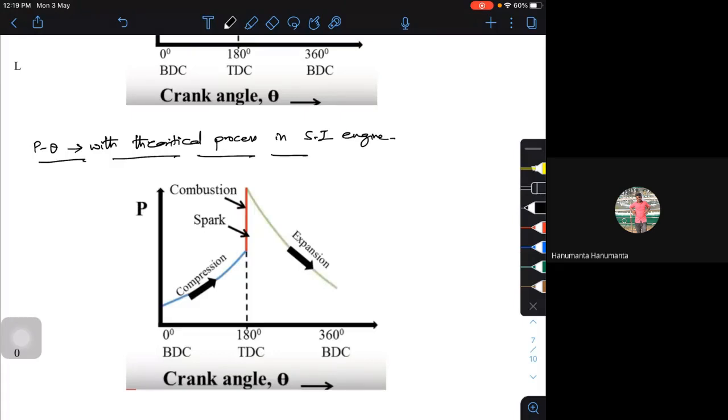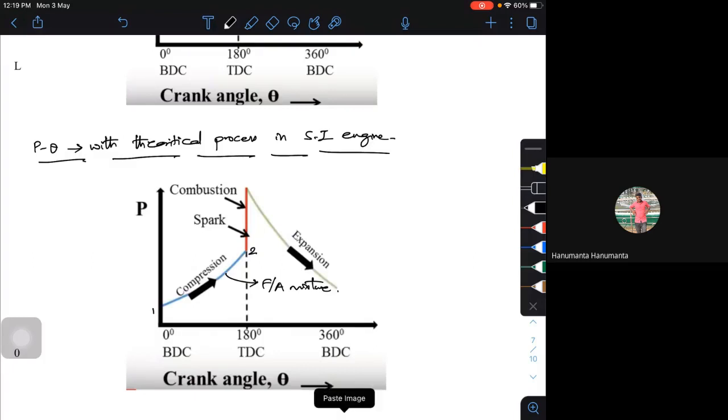So I have taken the same P theta diagram. If I call this point 1, it has reached point 2, where the compression process takes place. Now, what I am sending to the engine is the fuel air mixture. I need to ignite this fuel air mixture, so I need to provide the spark.